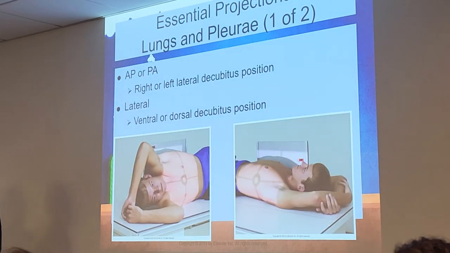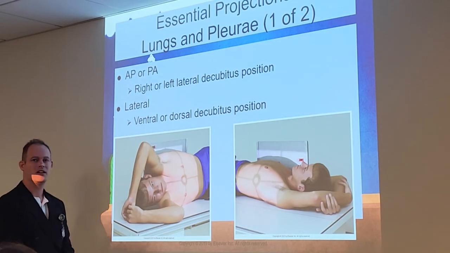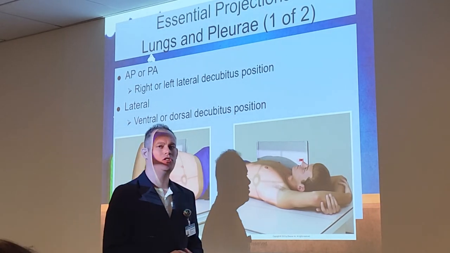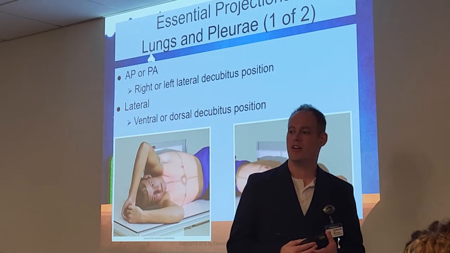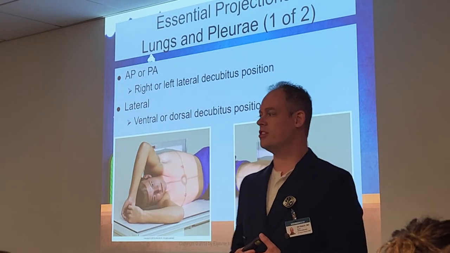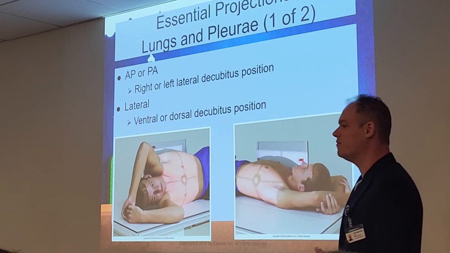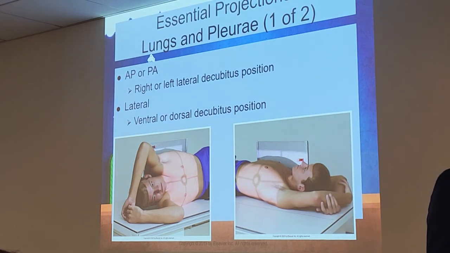People learn from it. All right, let's finish up with our special projections, being our decubes. So for our decubes, we're always going to do either an AP or PA. It depends on patient comfort as well as what you want to visualize, because when we do a decube, we're typically looking at fluid in the lungs or free air.